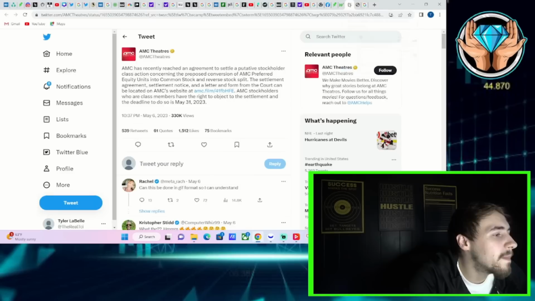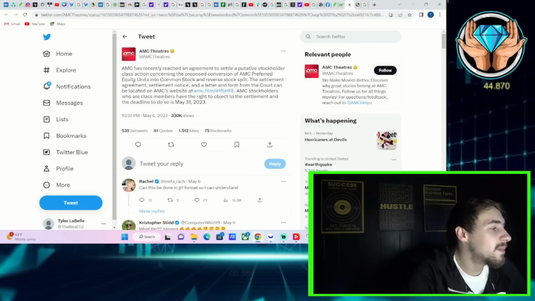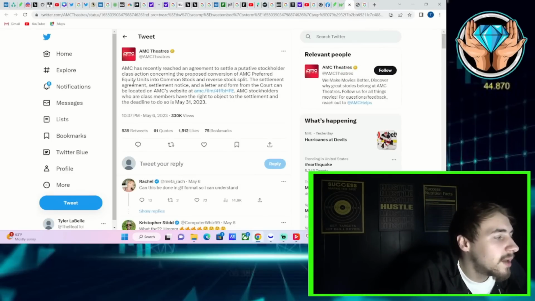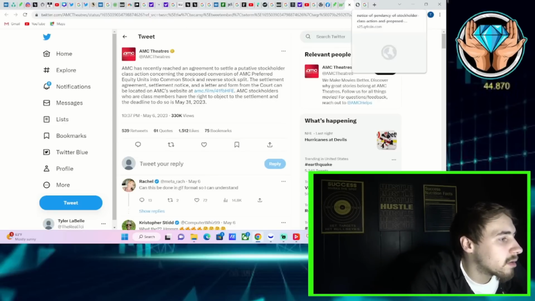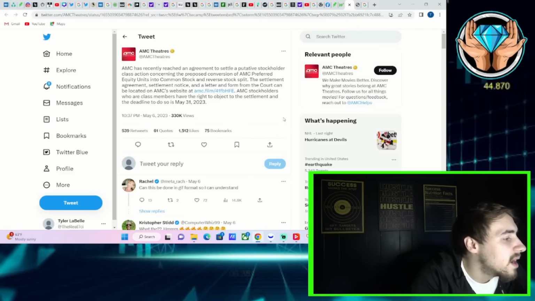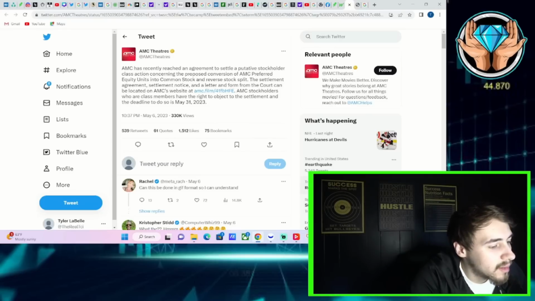Now, in this tweet that AMC Theaters put out, it says, AMC has recently reached an agreement to settle a putative stockholder class action concerning the proposed conversion of AMC preferred equity units into common stock and reverse stock split. The settlement agreement, settlement notice, and a letter and form of the court can be located on AMC's website. And there's the link, and it pulls you up to that full document that I just looked at. It says, AMC stockholders who are class members have the right to object to the settlement, and the deadline to do so is May 31st, 2023. And this tweet actually came out May 6th, which was, what, Saturday.